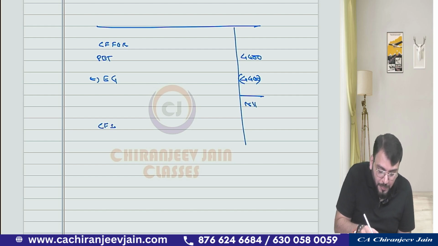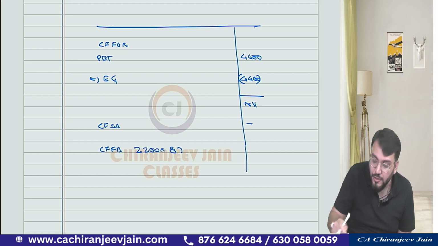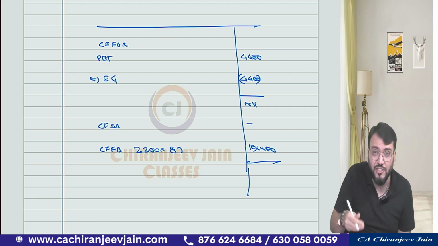Then cash flow from investing activity will also be nil, and the cash flow from financing activities, how much was the amount? 2,200 into 87. So what was the amount? 2,200 into 87, that is 1,91,400.